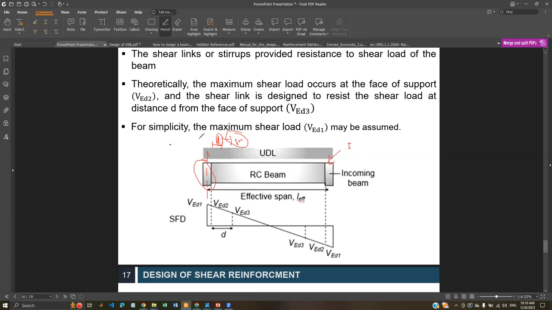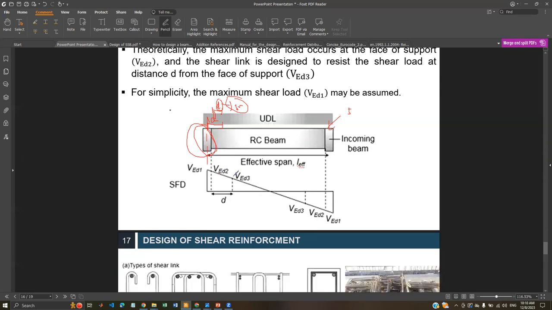So what we are going to do in the shear calculation is check the shear at the support, and consider the distance D, which we can assume, and then perform the next part of the calculation. So that's what it is.